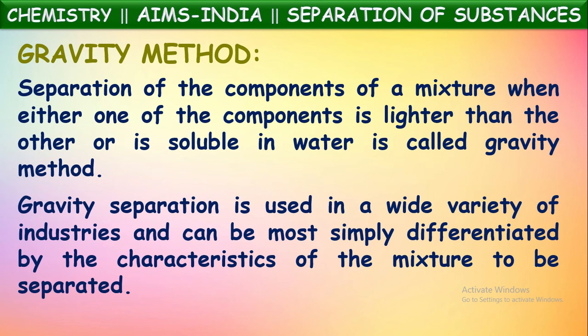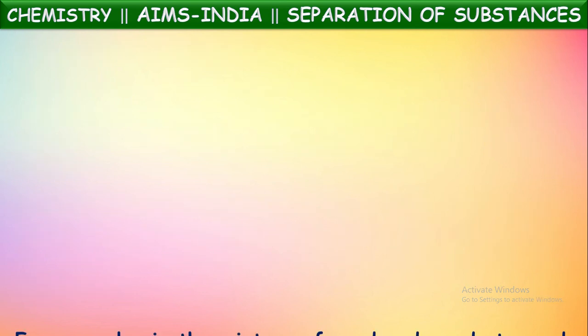Gravity separation is used in a wide variety of industries and can be most simply differentiated by the characteristics of the mixture to be separated. Yes, if the components of the mixture can be separated easily by their characters, like one is lighter and the other is heavier, or one is soluble in water and the other is insoluble in water. If the characters are different like this, then we can separate the mixture easily by using this gravity method.